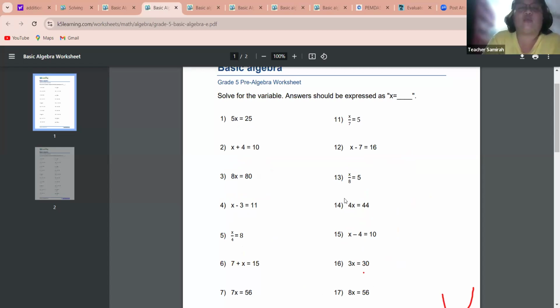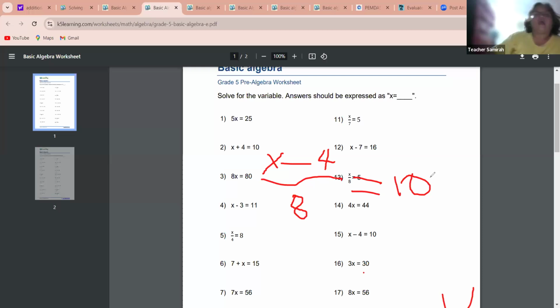Okay, how about this one? Wait a minute. It will be a little bit difficult, but try to solve this one. X minus 4 over 8 is equal to 10.